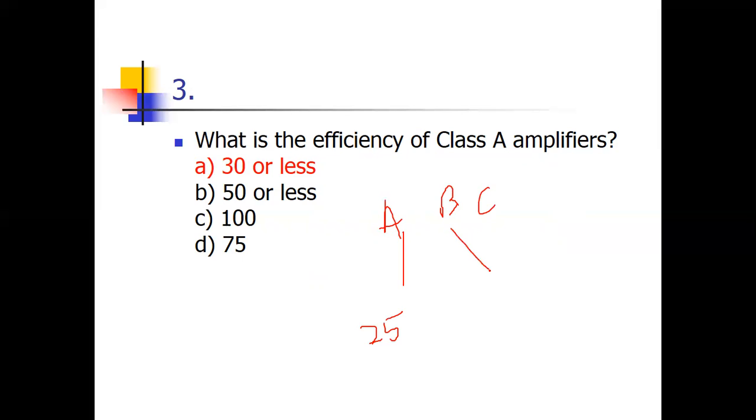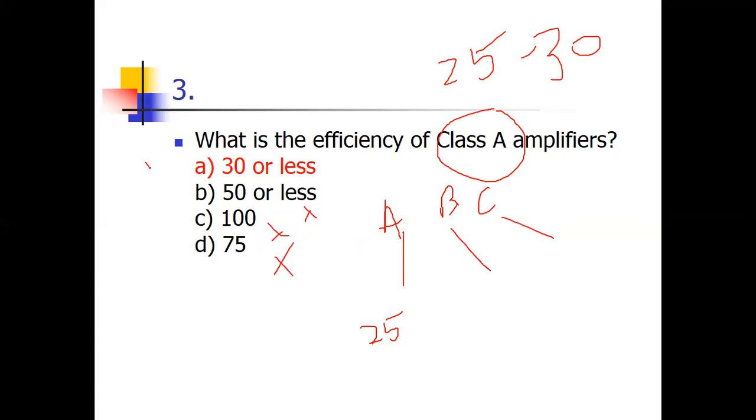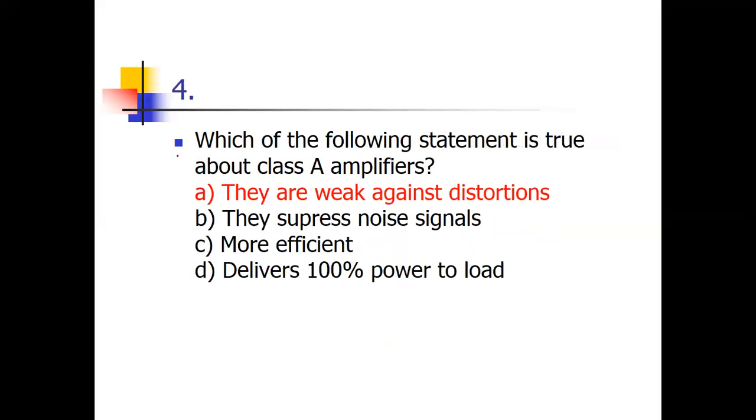For B, it will be 78%. For C, it will be more than 90%. So for class A, we talk about the efficiency being 25 to 30%. Okay, so as per the options, not 75, not 100, not 50, so the efficiency is 30%. But if you do the ideal calculation, it will be 25%. Okay, so we can say the class A power amplifier is a less efficient power amplifier in terms of efficiency.